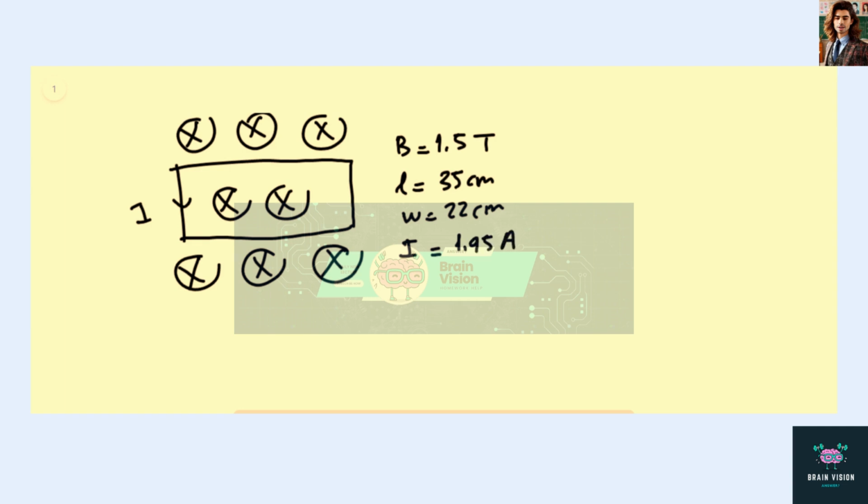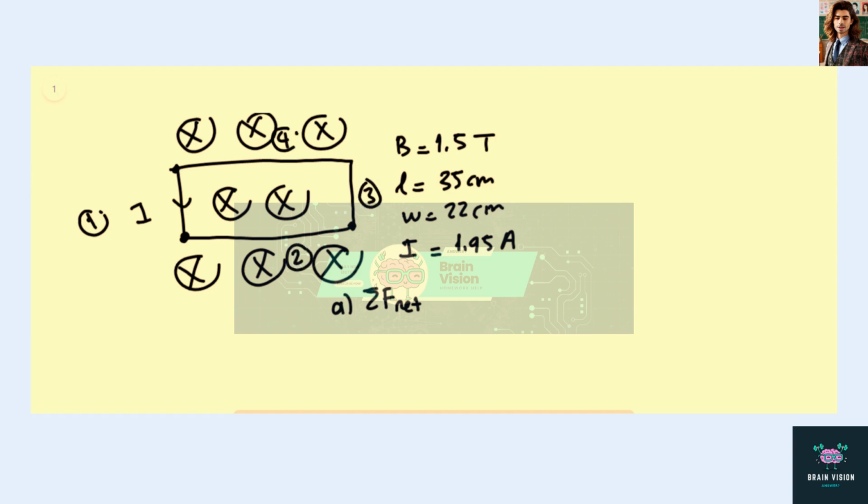Now in part A, we are asked to calculate the net force acting on this closed loop of wire. In order to figure that out, let's break the force into segments. So let's say for this side, this is segment 1, from here to there. Let's call this segment 2, 3, and 4.